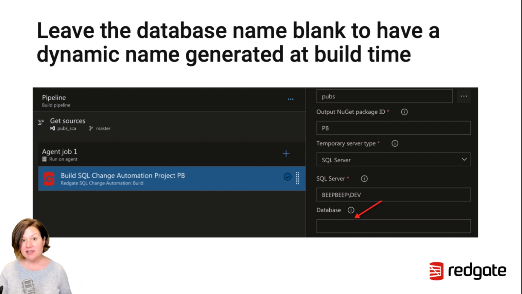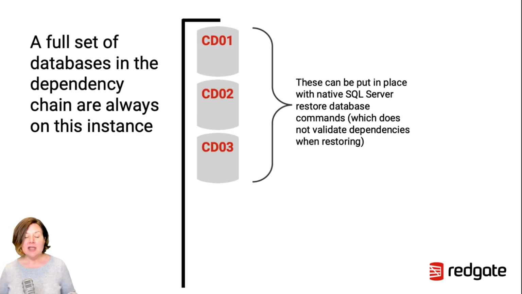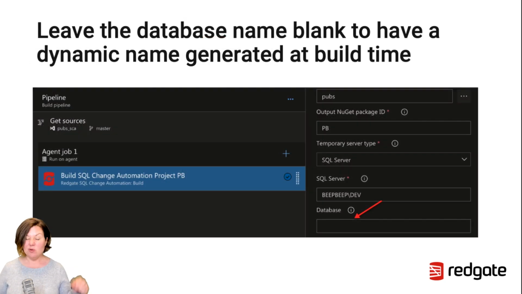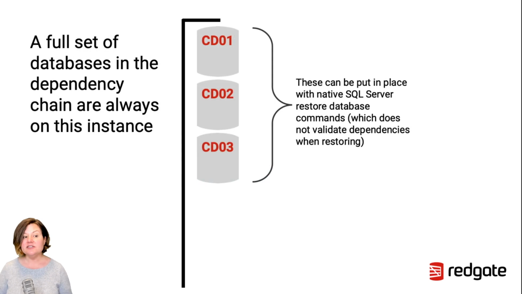I can specify the SQL Server instance name if I want to use a specific SQL Server instance and not use LocalDB. But to say I want you to dynamically create the build database, I just leave the database name blank. And the instance that I'm building against, I've specified, hey, I want to build against this specific instance. On that instance, I want to always have in place copies of the databases that are involved in the dependency. And you can get them there however you like.